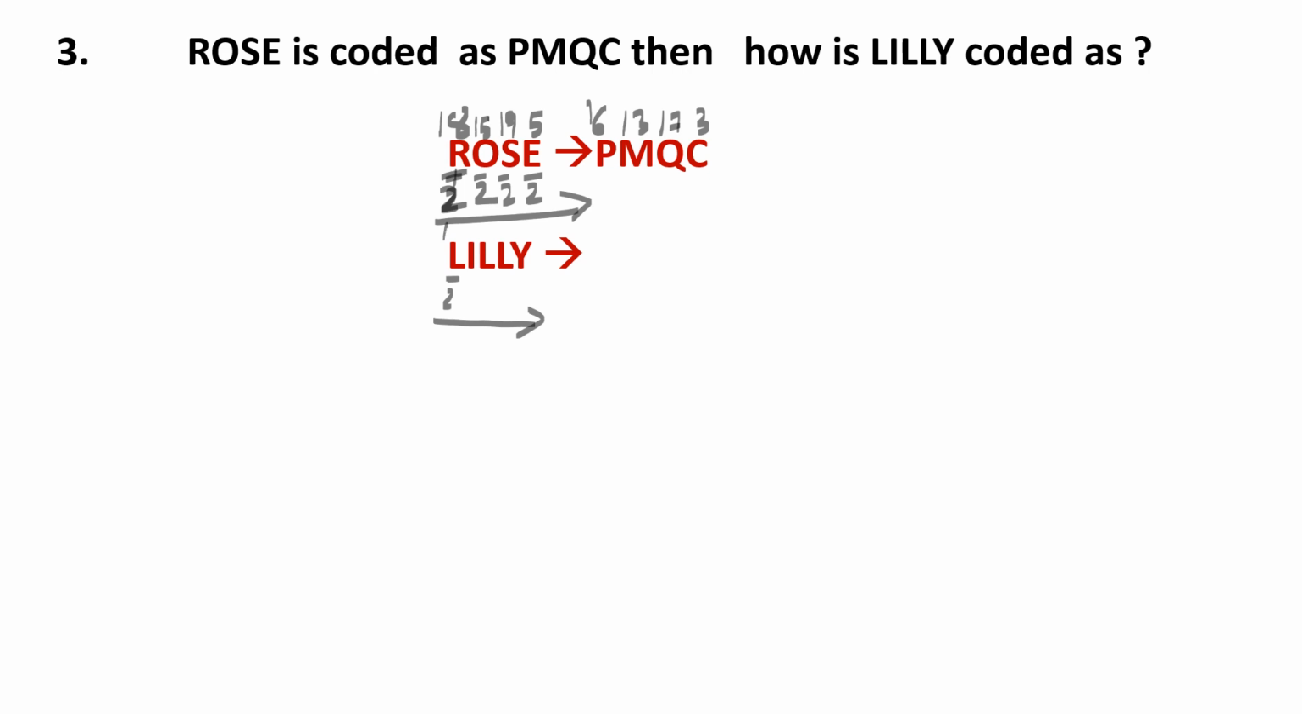L is 12. 12 minus 2, 10. 10 means J. 9. 9 minus 2 means 7. 7 means G. Next 12 minus 2, 10. That is J. Again 12 is there. 12 minus 2, 10. That is J. Y means 25. 25 minus 2, 23. That is W. Answer is J, G, J, J, W.